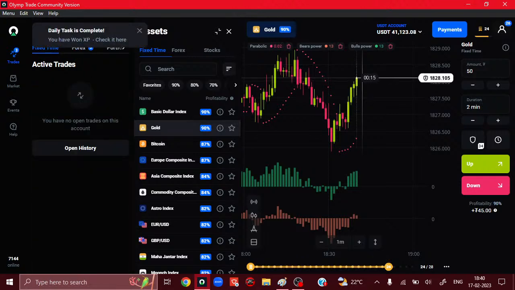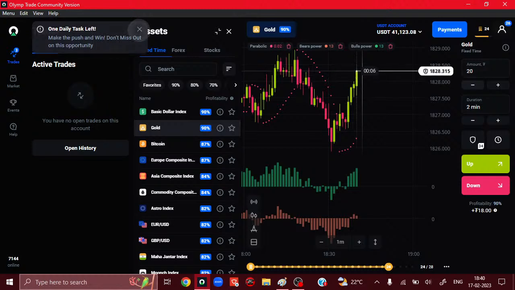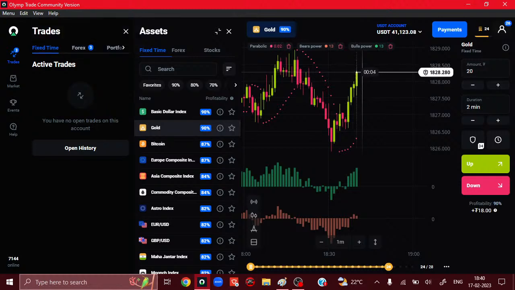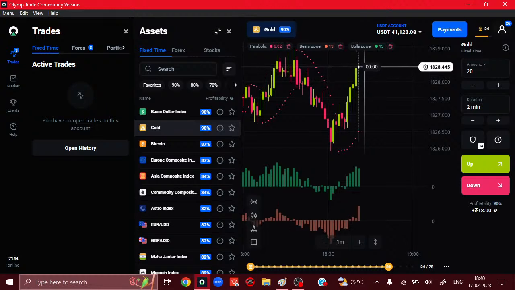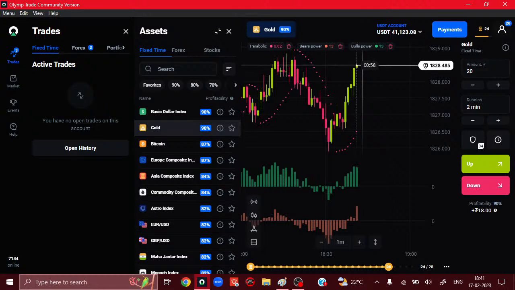So we won this trade. Now let us return back to the base amount, which is 20 USD. Yes, originally I am from India.